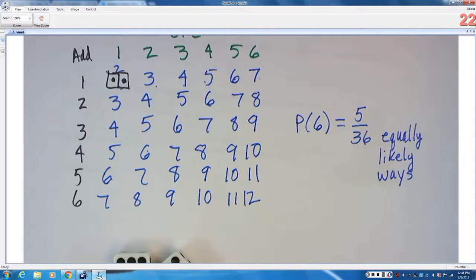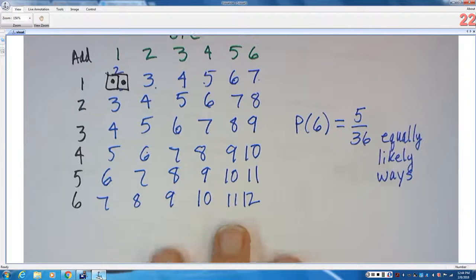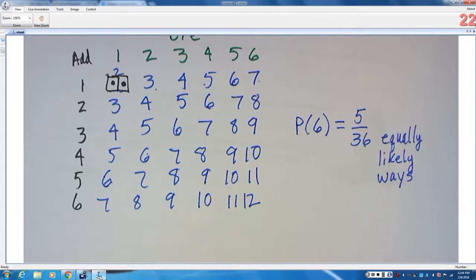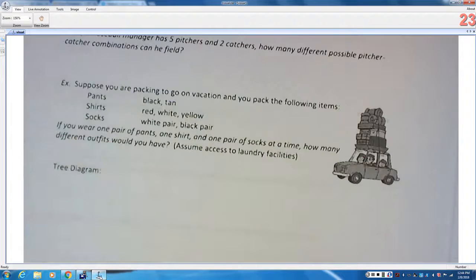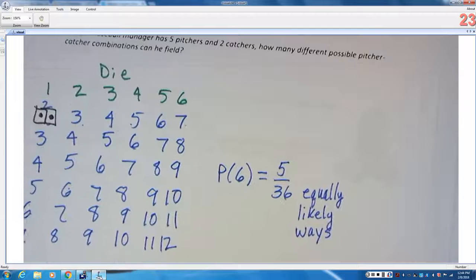Or you could just count those up. You don't have to draw this, though. We can use the fundamental counting principle to figure out that there's 36 equally likely simple events. 36. Did you finish writing this down?